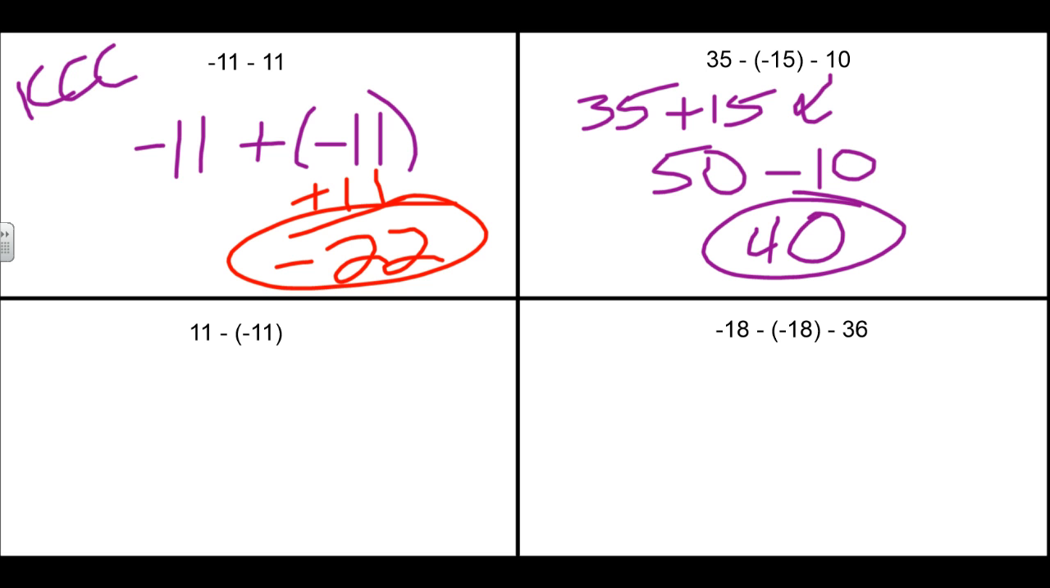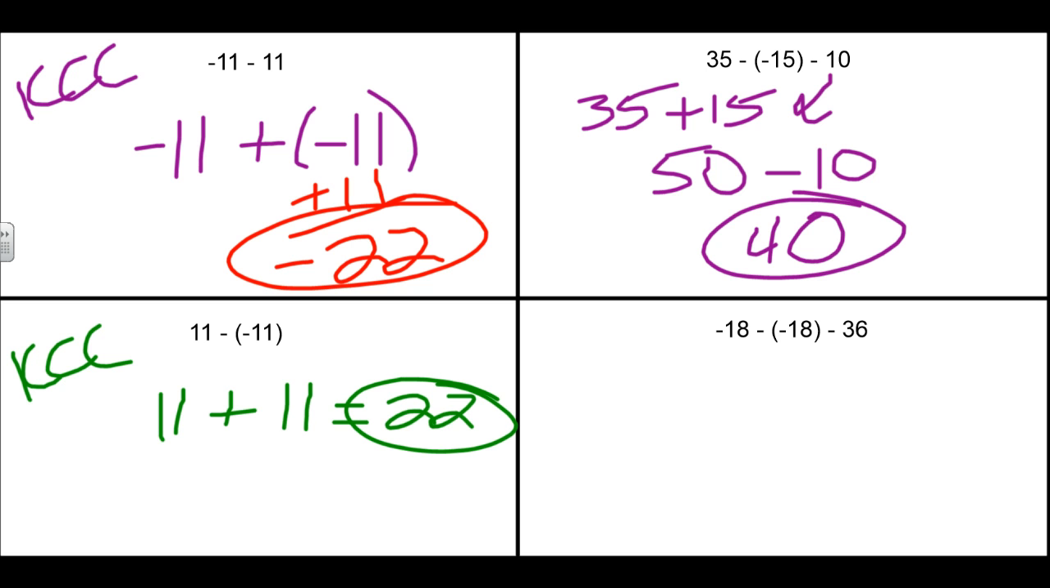For the third one, 11 minus a negative 11 becomes 11 plus the opposite of negative 11, which is 11, which is, of course, positive 22. We know how to add numbers when all of our add-ins are positive, and we know how to add numbers whether add-ins are positive or negative.